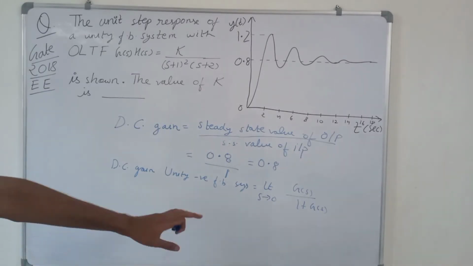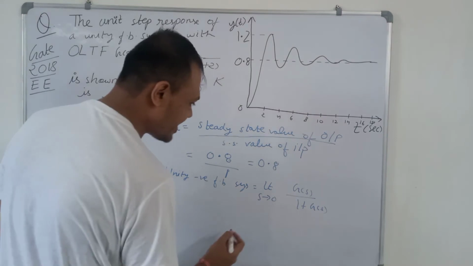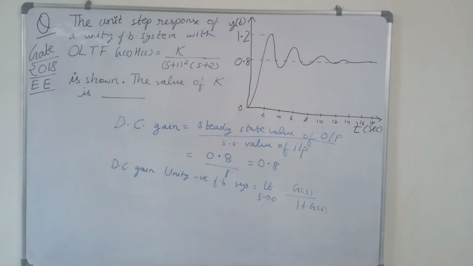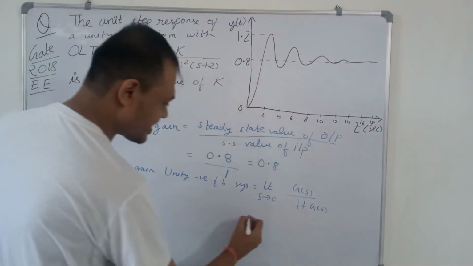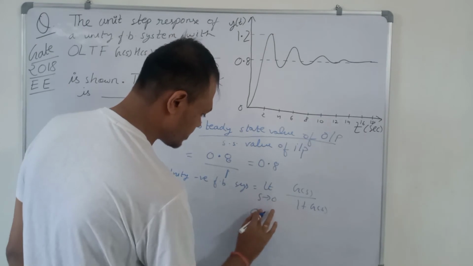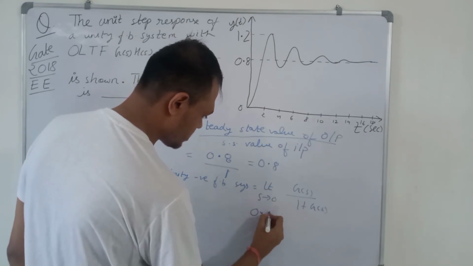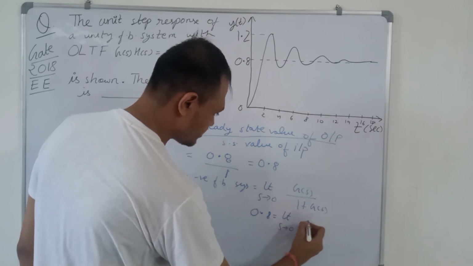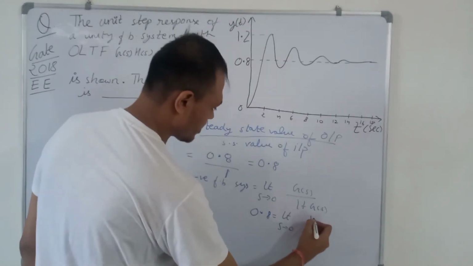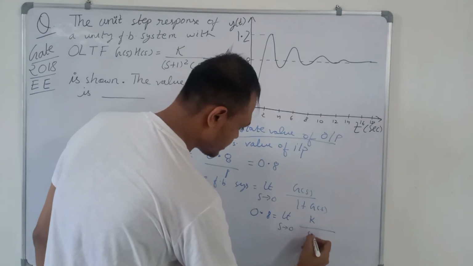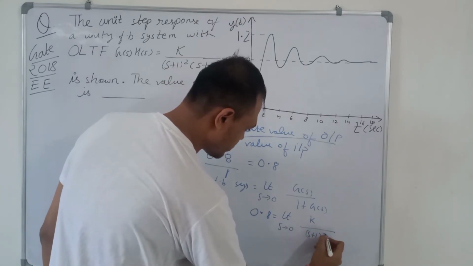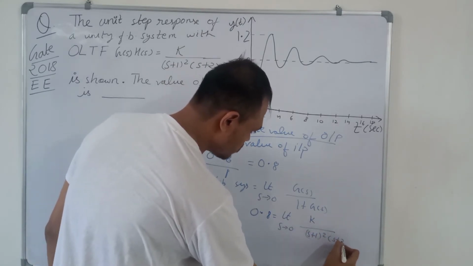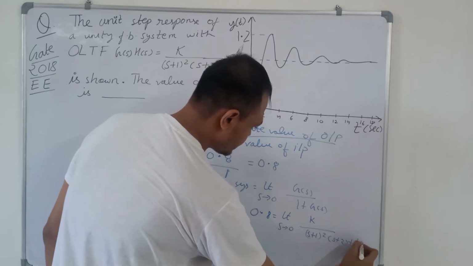And we already found that limit s tends to 0 of g of s upon 1 plus g of s is equal to k upon 2 plus k. So 0.8 is equal to limit s tends to 0 of k upon (s plus 1) whole square (s plus 2) plus k.